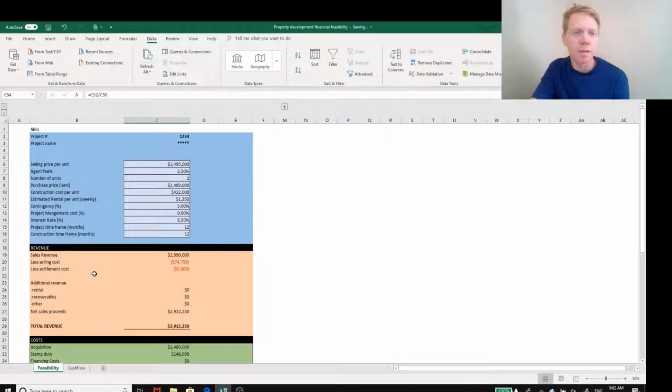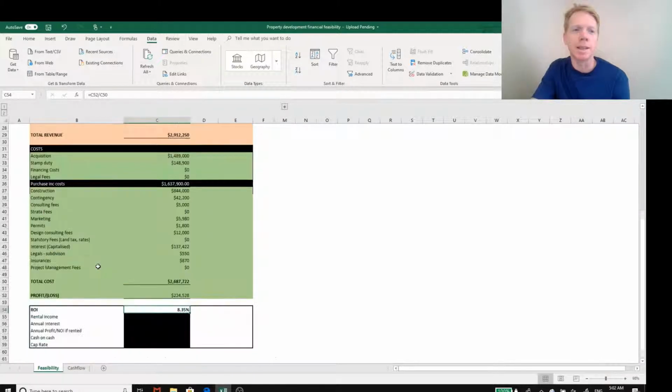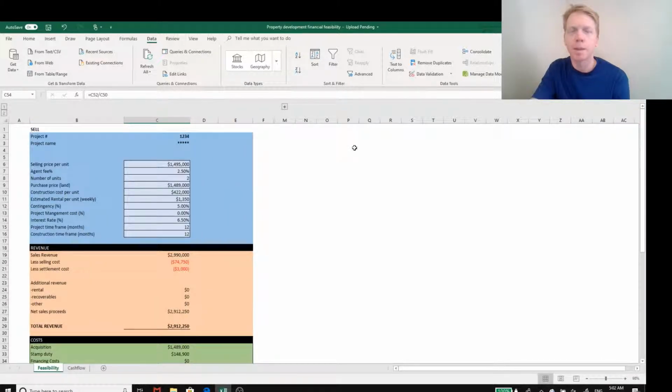So that is the very, very basic overview of a property development feasibility study. Alright, hope it's given you something to think about if you're thinking about going ahead and doing some small property developments.